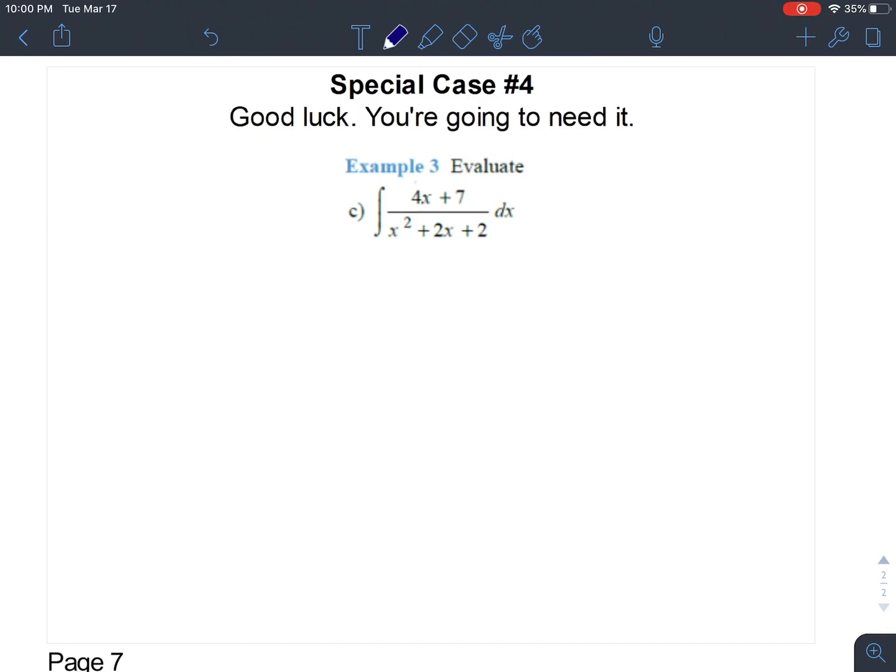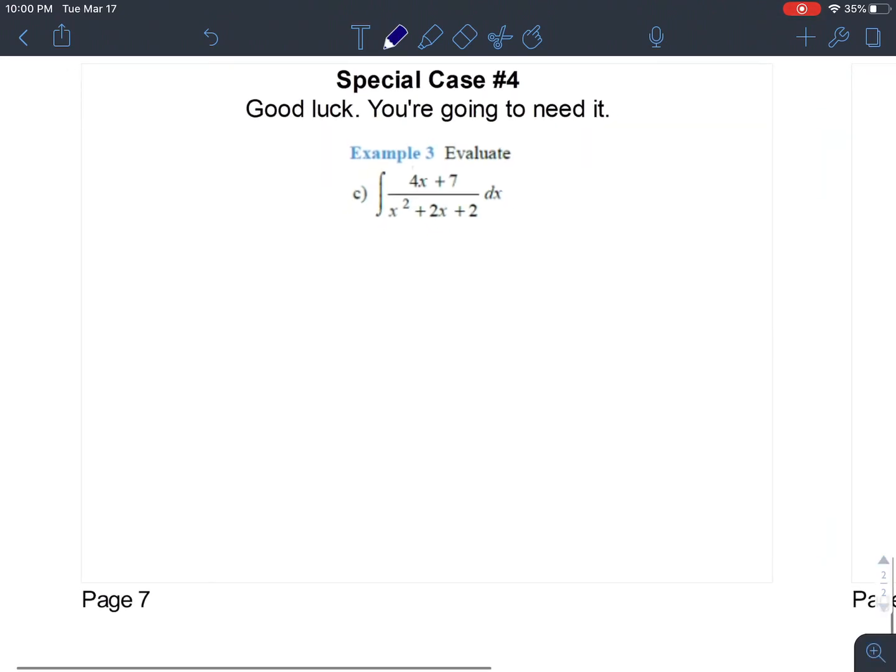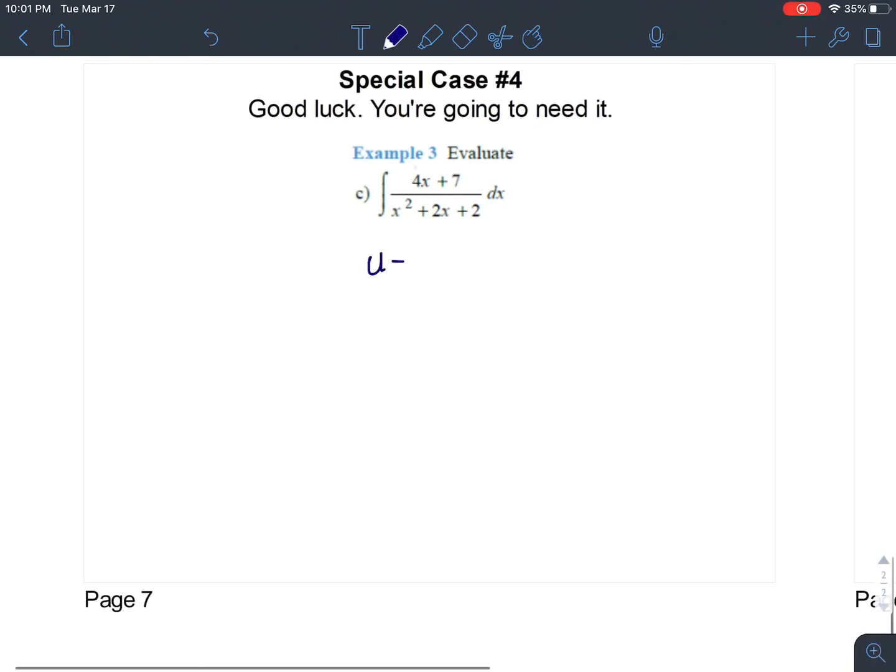So the reason why this question is so bad is because it requires something that you probably won't recognize. Even after I show it to you, I don't think you would always be able to recognize this if I gave you another question. In order to solve this, we don't just need to split up this into multiple fractions. We actually need to take apart 4x plus 7. And how we're going to do that, I think a good hint is if we can start with a u substitution.